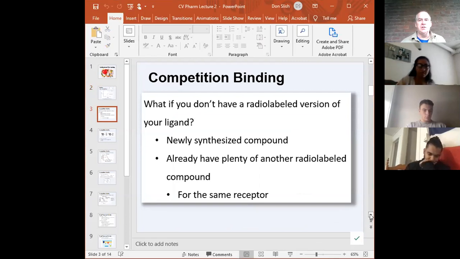But if you just synthesized a new compound, you could send that to a company and have them label it, but that would be expensive. And say you've already got plenty of labeled norepinephrine and you're looking at a new ligand for the norepinephrine receptor, you really don't need to relabel this new compound. All you need to do is compete the hot norepinephrine off the receptor with cold new ligand. This is called a competition assay.